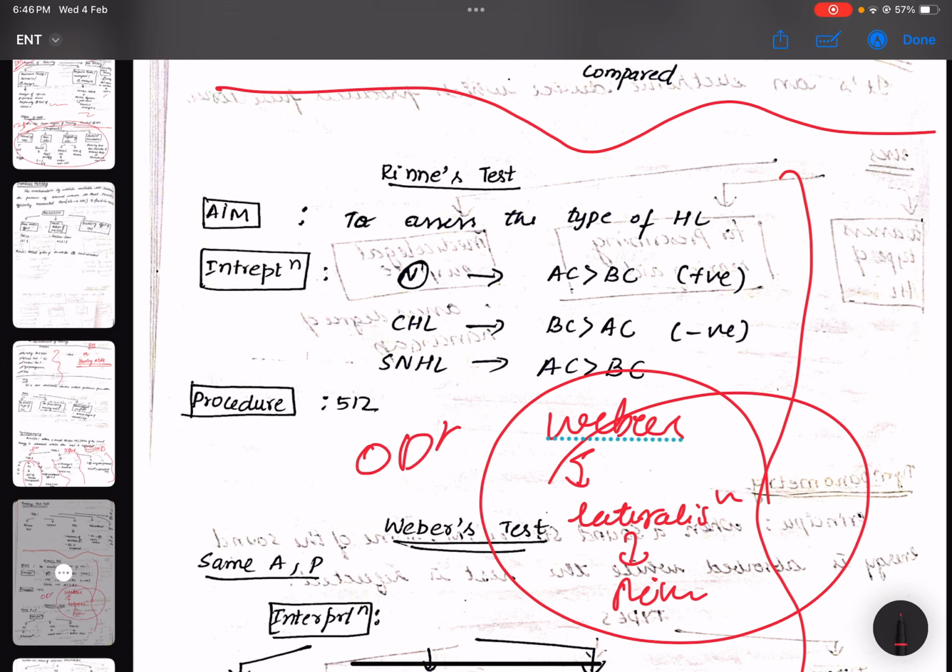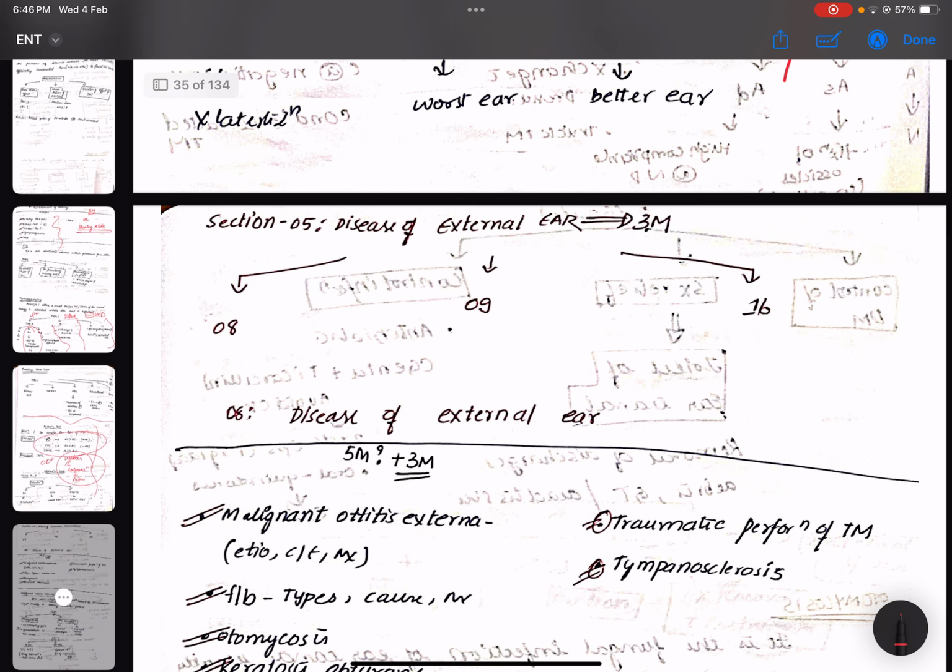Though first we all study Rinne's, but this is in an OPD. First you need to do Weber's, then you have to check if there is lateralization or no lateralization. Then you need to do Rinne's, and you have to check whether it's normal or negative. If it's normal, think of either normal or SNHL based on your Weber's. Okay, so I'm not explaining, because I am sure you know it.